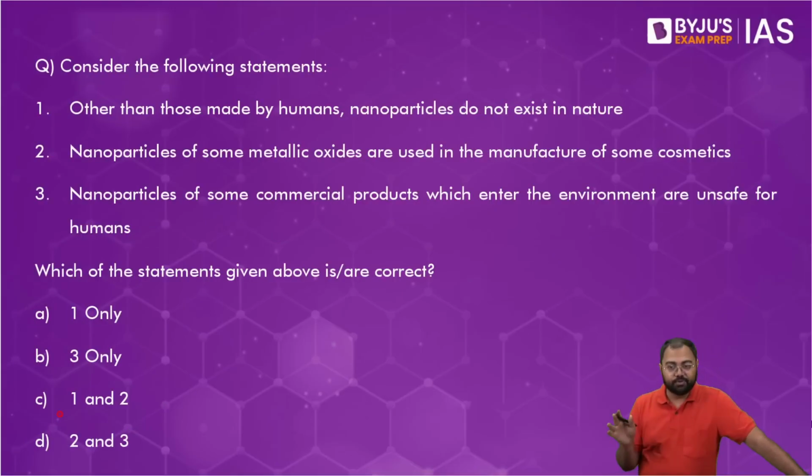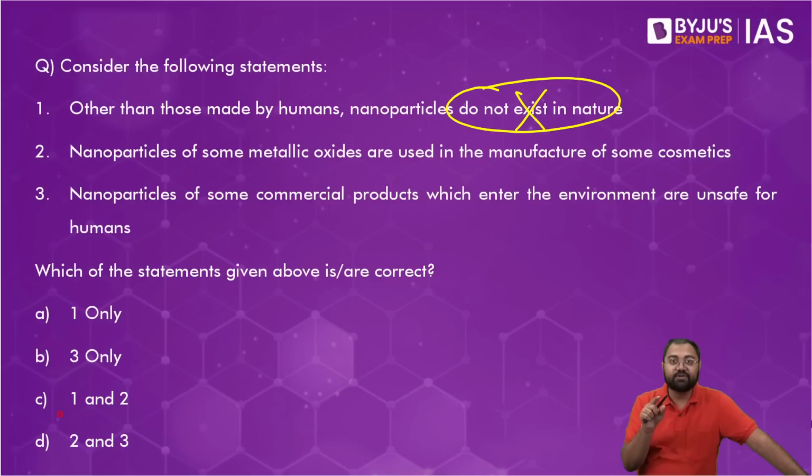One last question before we take a break. This was asked last year, in the 2022 paper. Caffeine was discovered. So if discovery is happening, it means that it occurs in nature. So that's why this is wrong. Nanoparticles of some metallic oxides are used in the manufacturing of some cosmetics. Yes, titanium dioxide in sunscreen. So correct. And you get the answer from here.